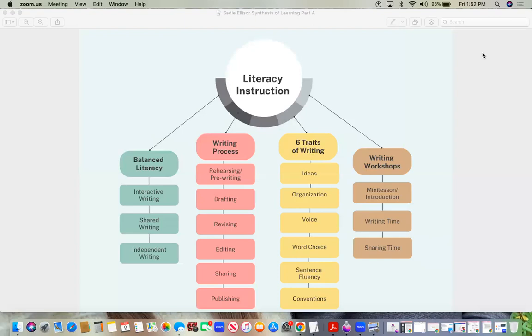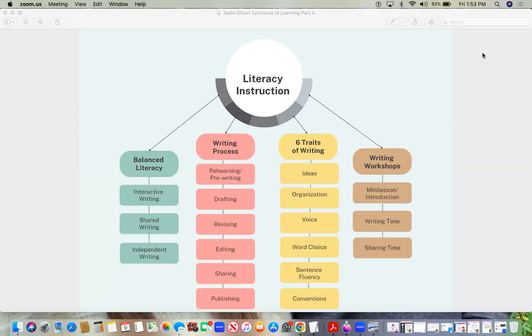During writing times, students should be given about 30 minutes to write independently. During this time, the teacher should be working with students who need a little bit more help and having conversations with writers about their pieces. The students should be trying out strategies they learned in their mini lesson and following the writing process.